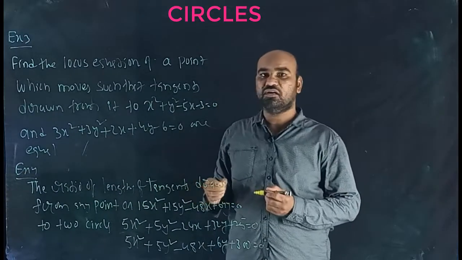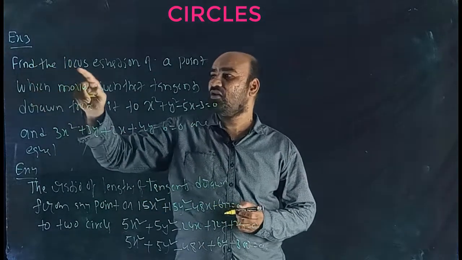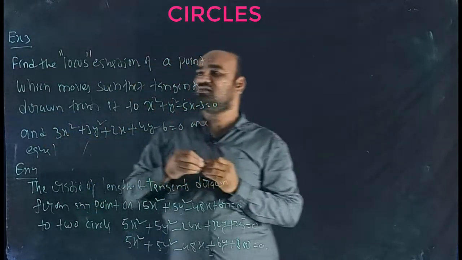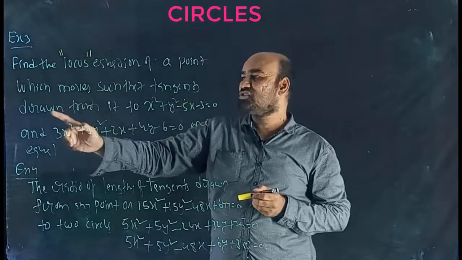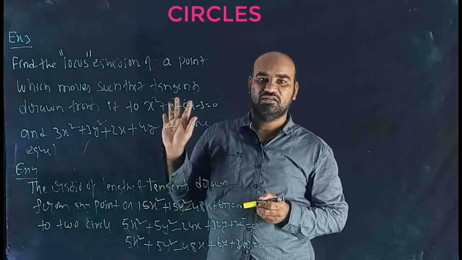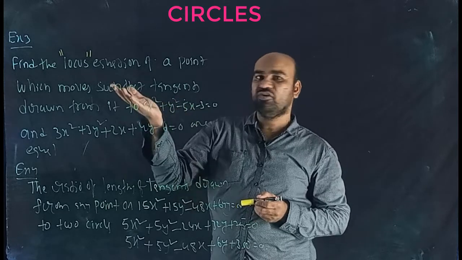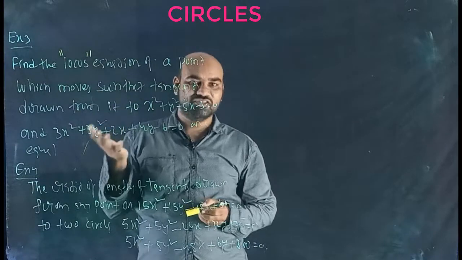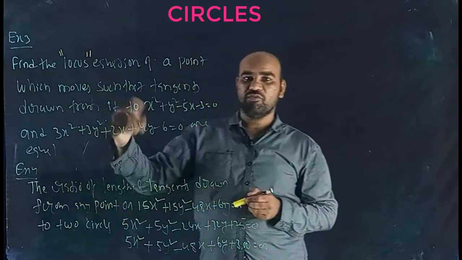Okay students, so here are two more example problems. Example 3, find the locus. Locus problems are important. Find the locus equation of a point which moves such that the tangents drawn from it to these two circles are equal. Just we want to find the radical axis. Just using the definition of radical axis, we can say that the required locus is nothing but the radical axis.